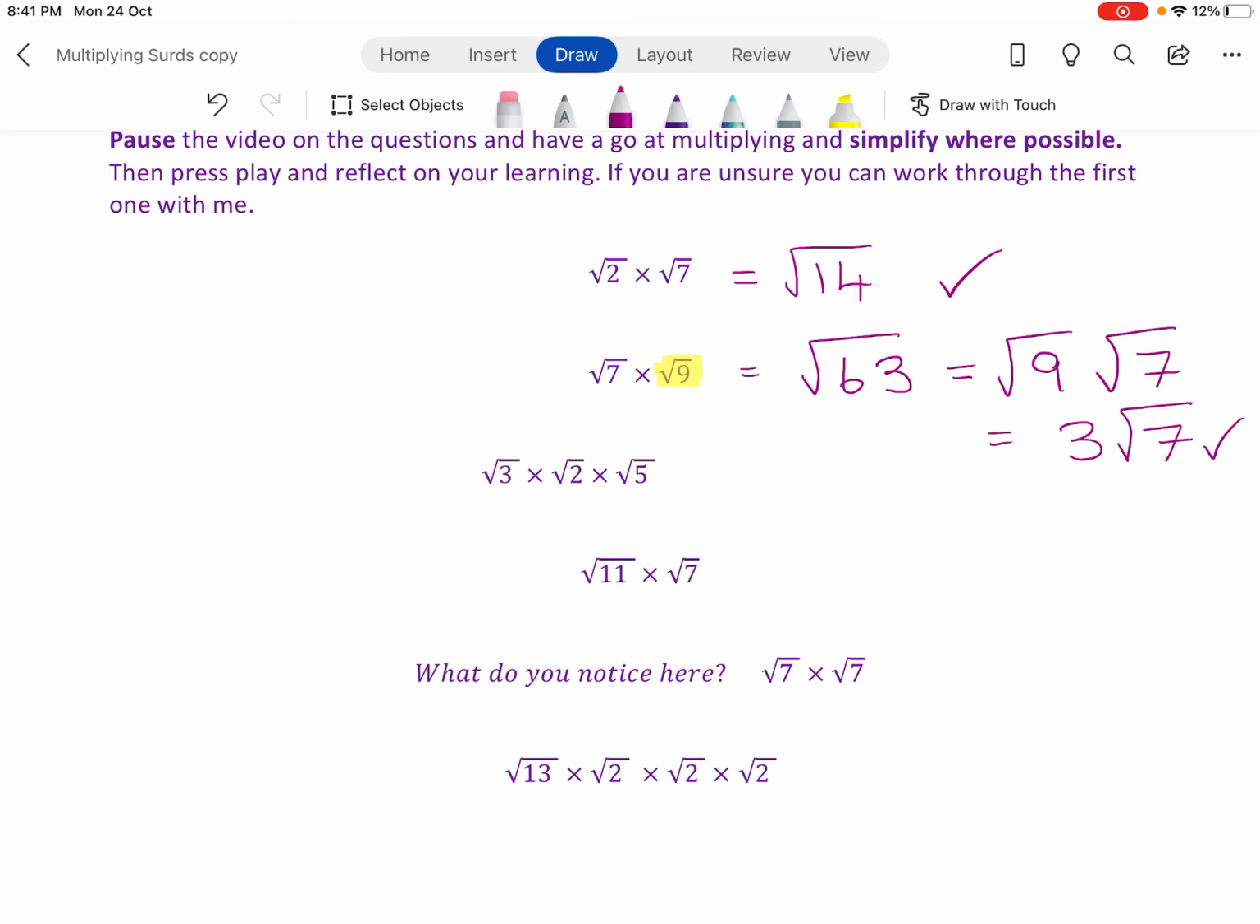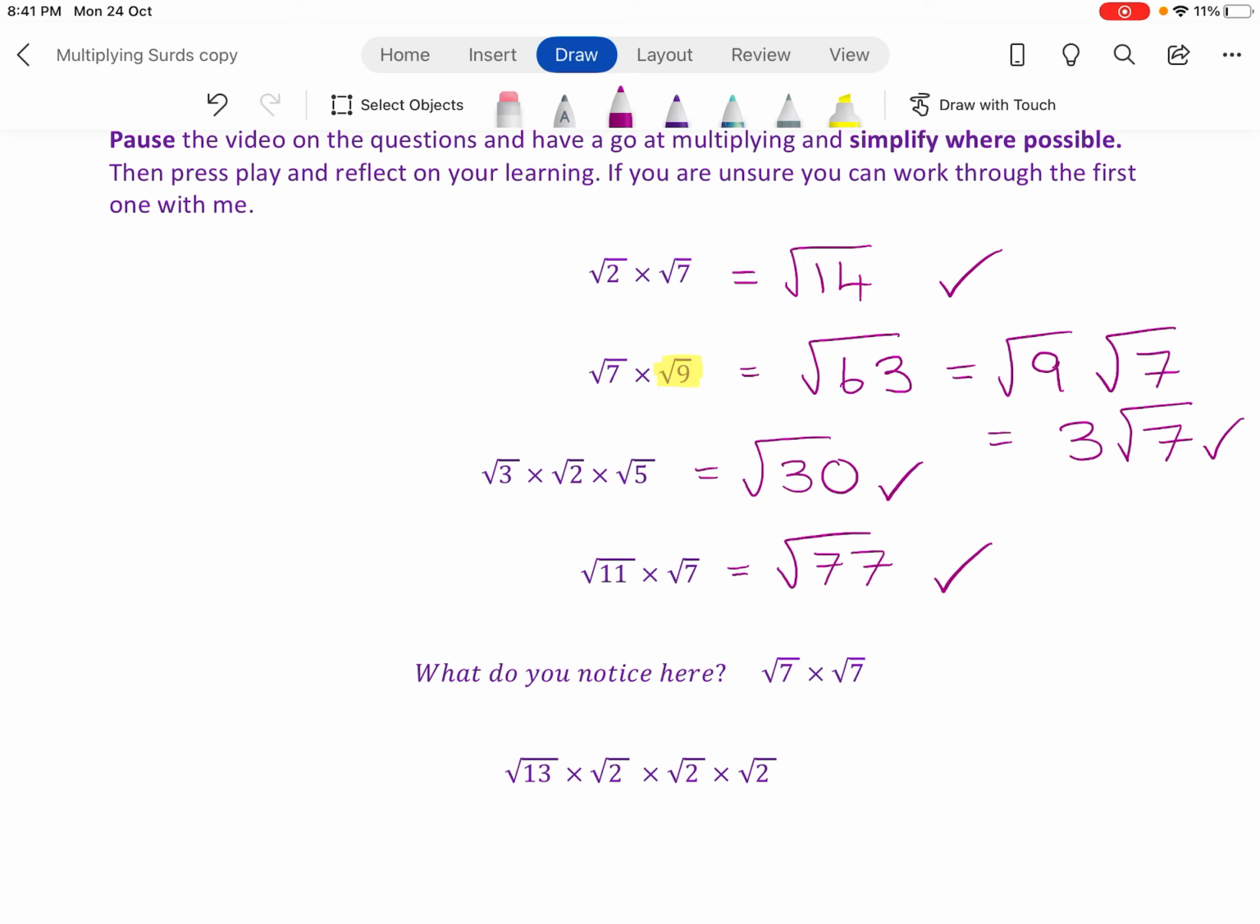For the next one, 3 times 2 times 5. So we're going to get root 30. Then we check our numbers. Okay, factors of 30 are 1, 30, 2, 15, 3 and 10, and 6 and 5. None of those are square numbers. For the next one, 11 times 7, root 77, and we keep it there.